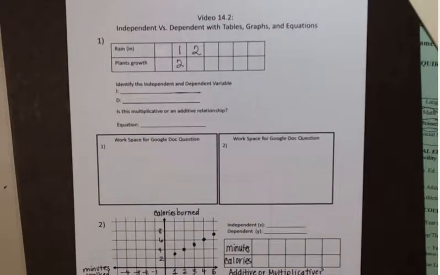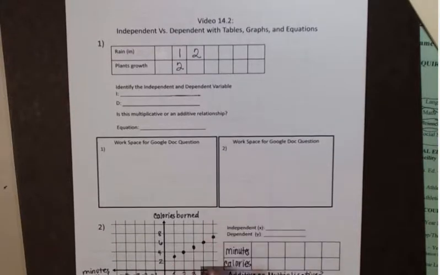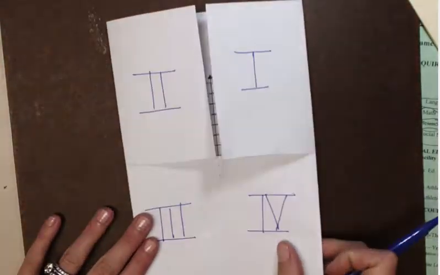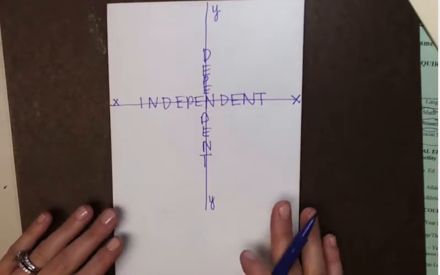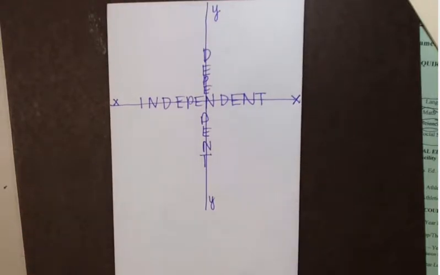We're going to be doing video 14.2. You should have these notes out in front of you, and you also need your foldable. We're going to actually start with the foldable, so I'm going to set these aside. You need to get your foldable out, and you're going to flip to the back. And I want you to pause this and write this down, and that way I can explain this.